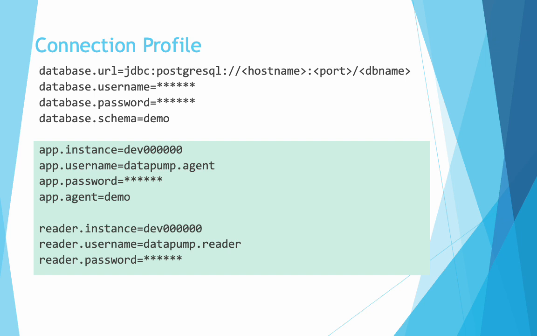The instance property can be either a full URL starting with HTTPS, or you can just give the instance name. I'm using a PDI, so my instance is dev plus a 6-digit number.